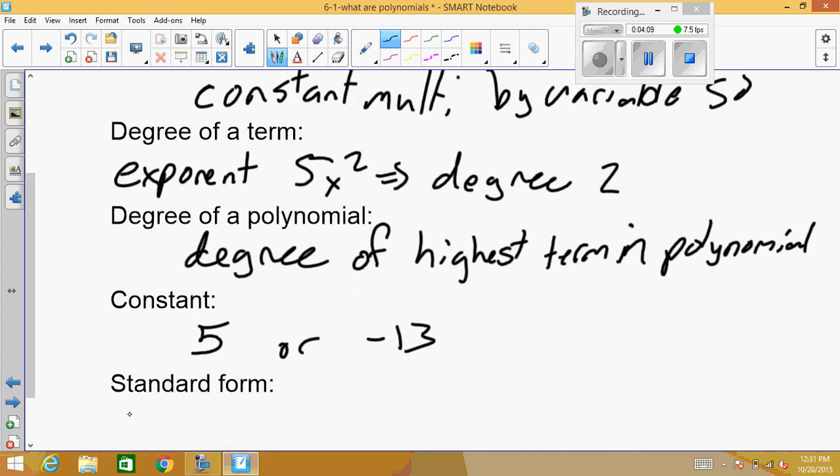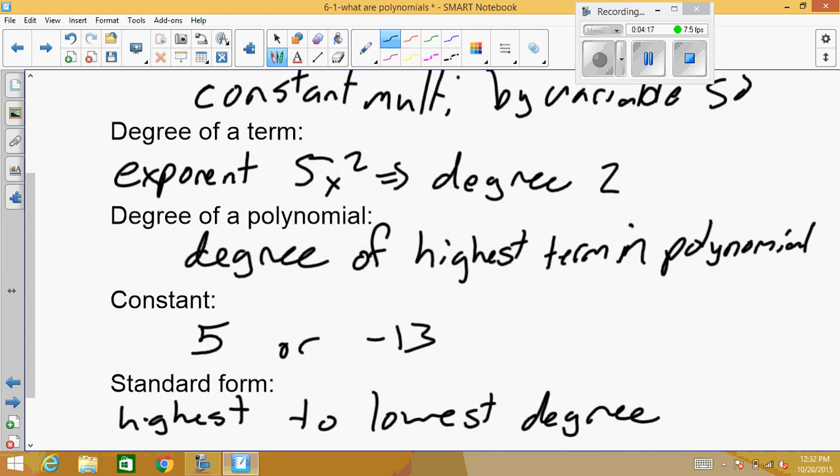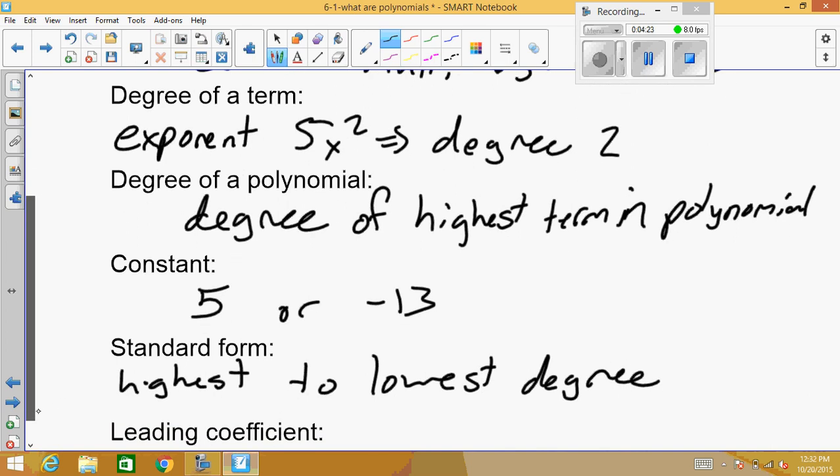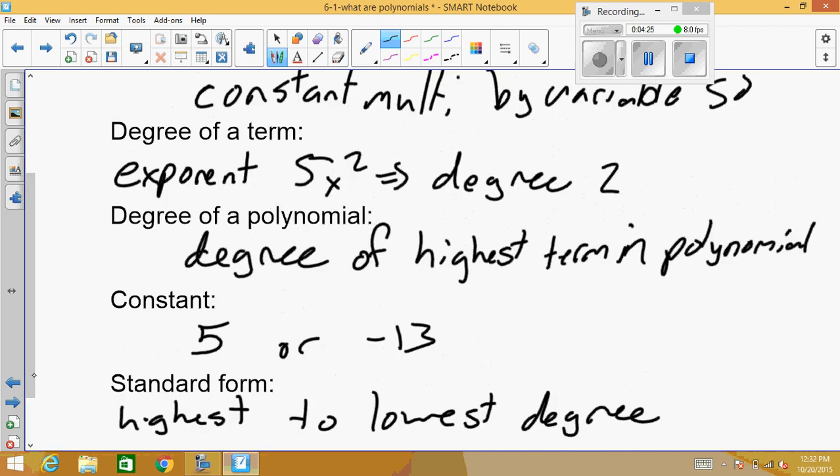Standard form for a polynomial goes highest degree to lowest degree. And sometimes that's easier to do than others, and that'll just come with some practice. We'll see some more examples in some situations, and we'll keep practicing putting things in standard form.